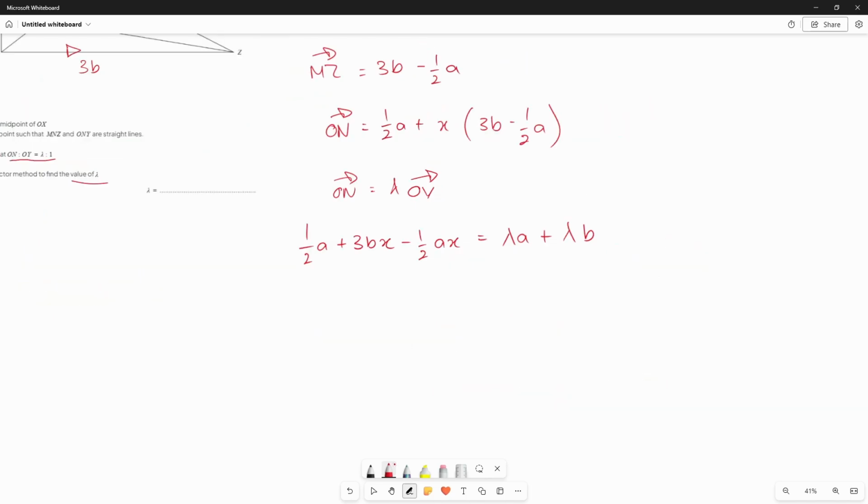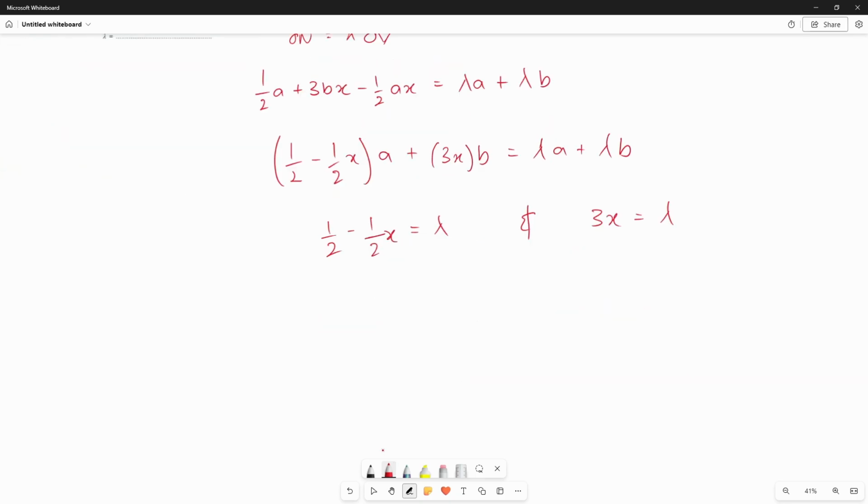So now we'll collect the A and B parts of each vector. So we'll write this as half minus half X lots of A. You essentially factor out A from the half A minus the half AX, plus 3X lots of B equals lambda A plus lambda B. So now from this we can equate the A's and the B's together. So that means half minus half X equals lambda, and 3X equals lambda.